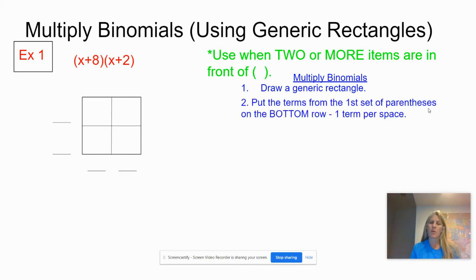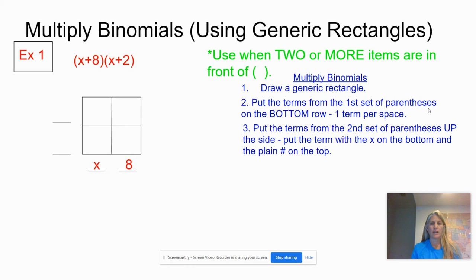Now it's time to set up the problem and put the binomials into the generic rectangle. Now they actually go on the outside. So the terms from the first one, your x plus 8, are going to go on the bottom of your rectangle, one term per space. So we're going to put an x in the first column, and we're going to put an 8 in the second column.